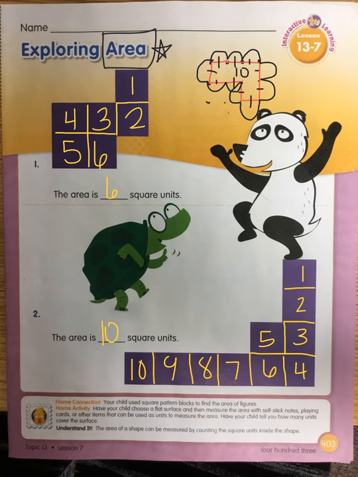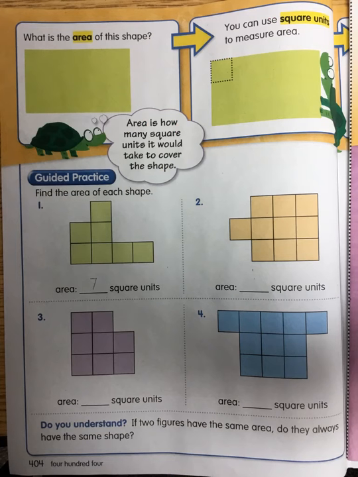So just remember, area is the measurement of the inside of a shape. Perimeter is the measurement of the outside of a shape. Perimeter, outside, area, inside. Perimeter, outside, area, inside. Area uses square units to measure. Just makes it easier. Go to the inside of your paper.